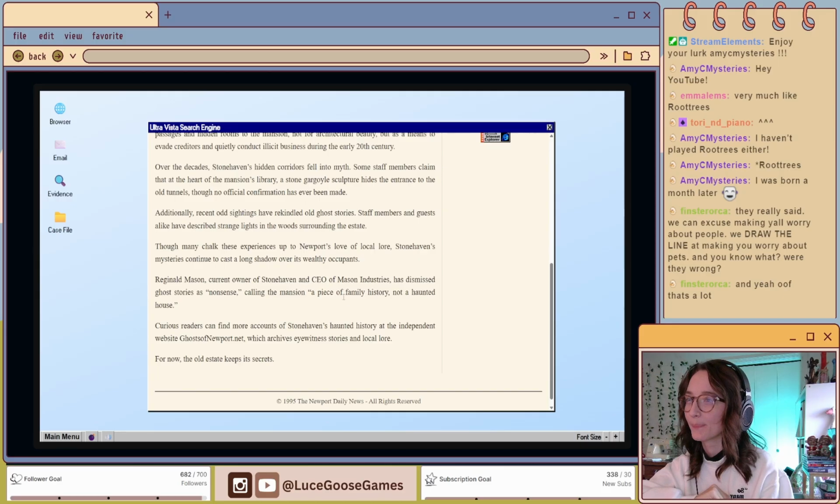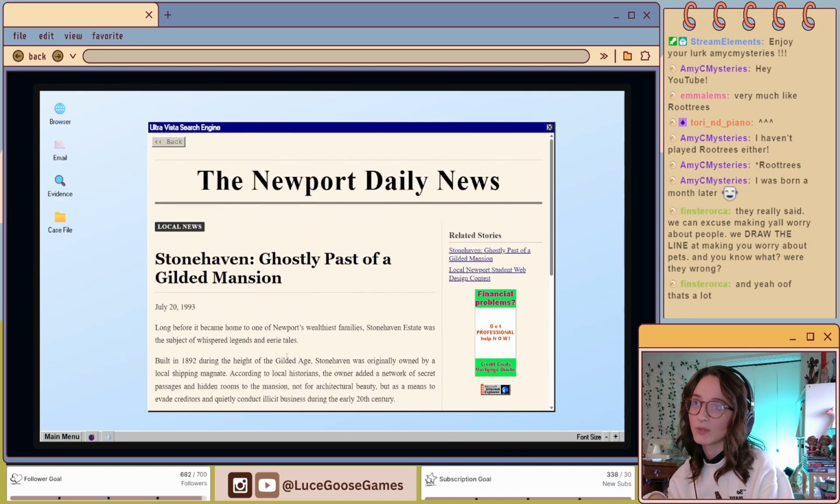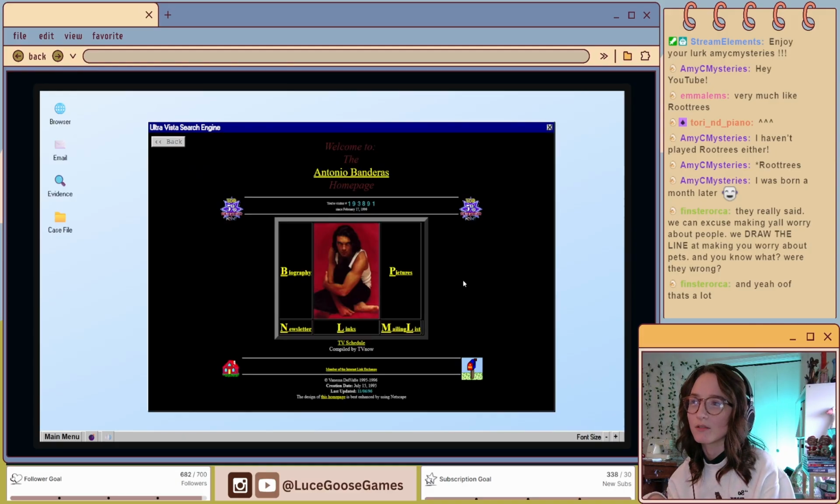Curious readers can find more accounts of Stonehaven's haunted history at the independent website ghostsofnewport.net. Okay, so we will be going there for sure. I do want to check this out as well.